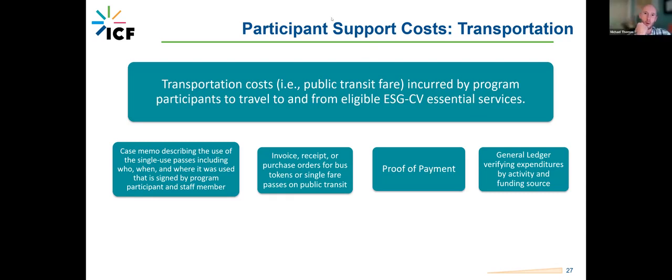That's an important note here. You mentioned mileage. It's not on the slide, but if a staff member is transporting someone for essential services, that mileage is also eligible under transportation. The real difference being, instead of the case memo here on the slide, you'd have a mileage log showing the mileage that they incurred for that purpose. Everything else would be the same.